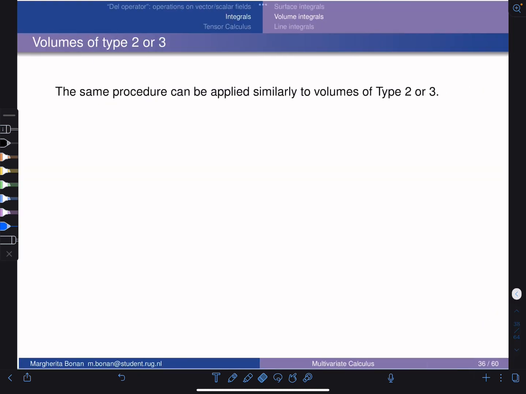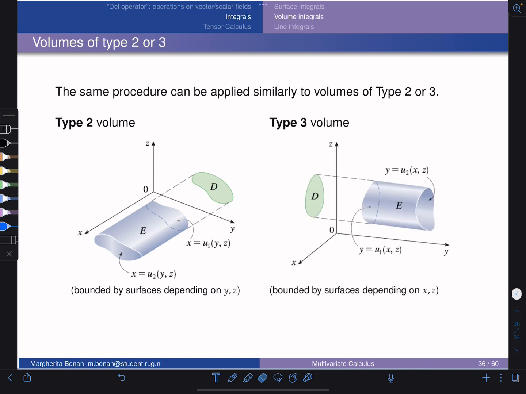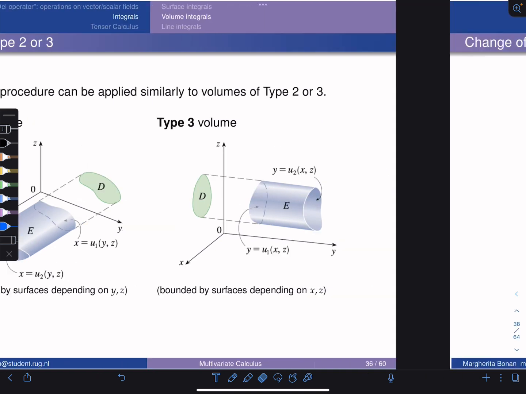The same procedure that we applied for volumes of type 1 can be applied to volumes of type 2 or 3. Simply, type 2 volume means that it's bounded by surfaces that depend on y and z, and type 3 volumes are bounded by surfaces that depend on x and z. Also here we might classify which is the projection D, but the procedure is the same.